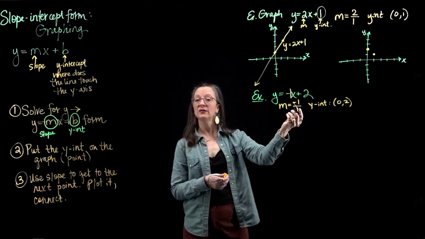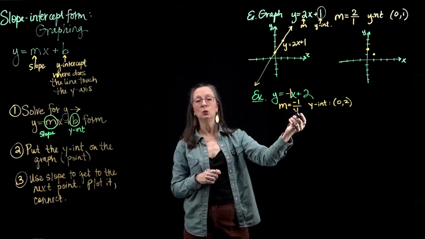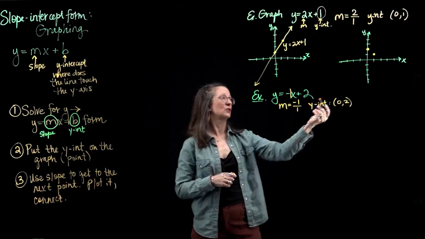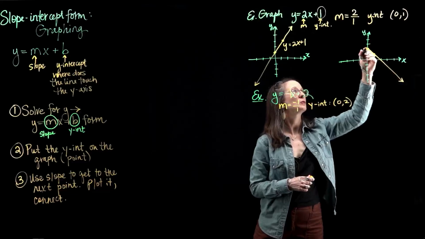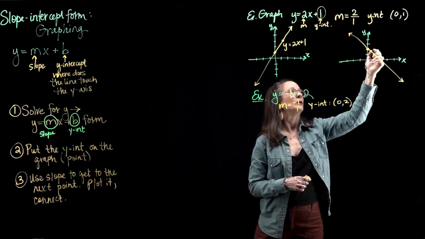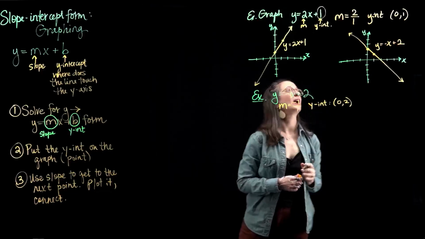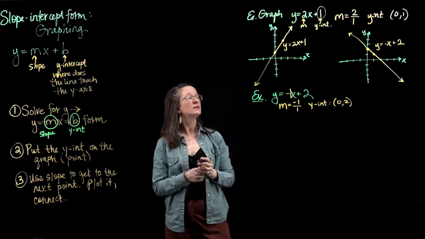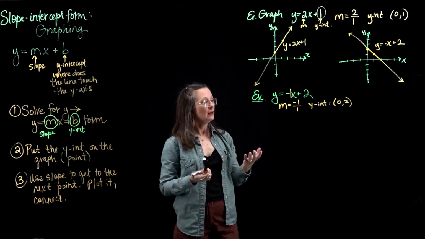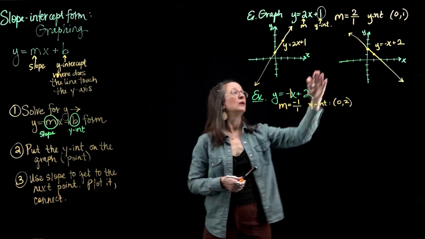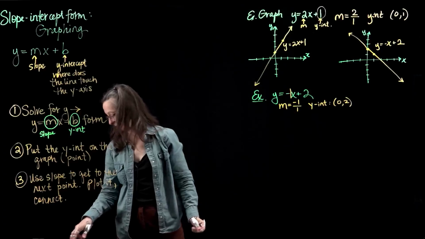Remember that negative tells me to go down on the graph, and the 1 in the bottom always moves to the right. So I can connect those points into a line with arrows on both ends. And I've graphed the line y equals negative x plus 2. Because it has a negative slope, we would expect the line to be going down as we move left to right.